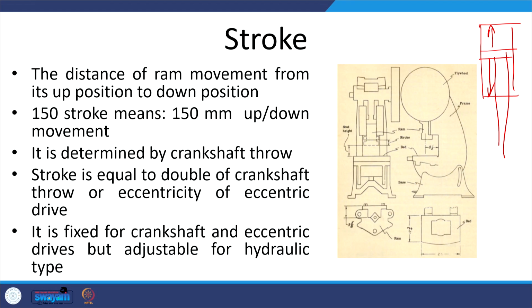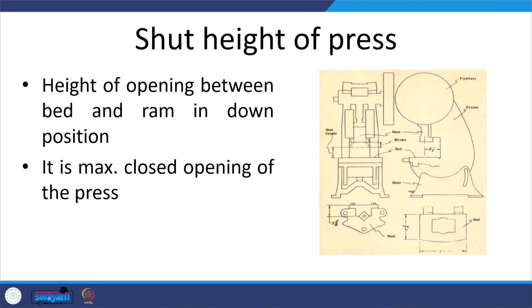Then another important aspect is the shut height. Shut height is about the ram in its lowermost position and the bed. See, this is the bed and this is the ram in its lowermost position. The distance between the two is called shut height. This will affect the maximum size of the component and the maximum size of the die that can be accommodated under the ram. So, if you see the die, this is the ram in its down position, its lowermost position, and then the bed. The distance between the two is called shut height.